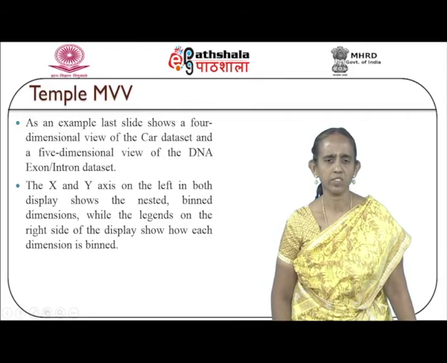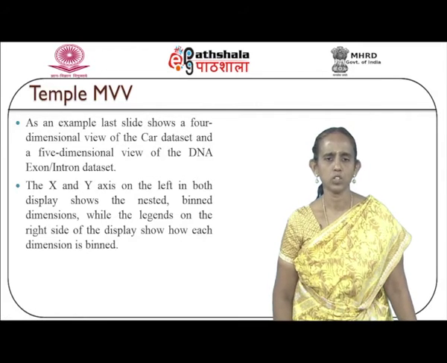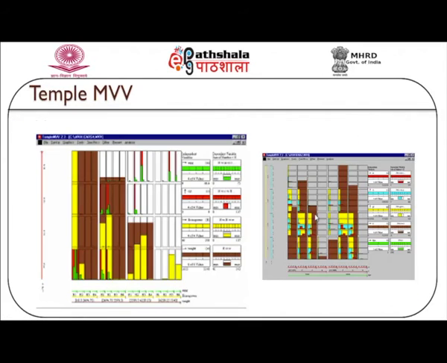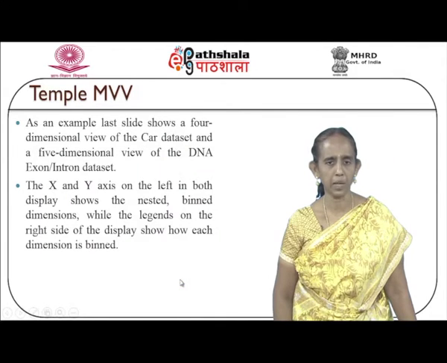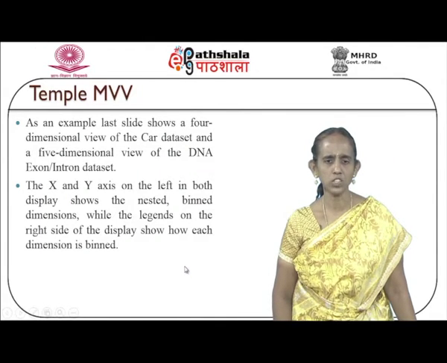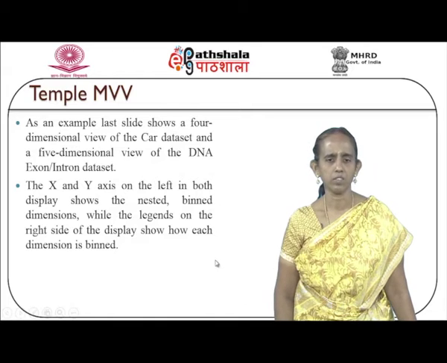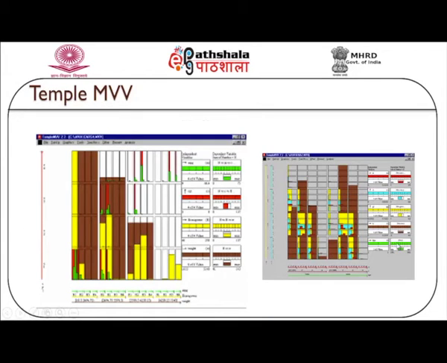The X and Y axes on the left in both displays show a nested, binned dimension of the dataset, while the legends on the right-hand side display how each dimension is being binned. The right-hand side legend describes how each binning has been done, in both cases.